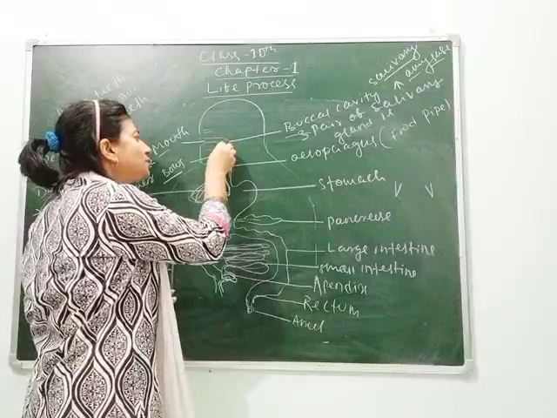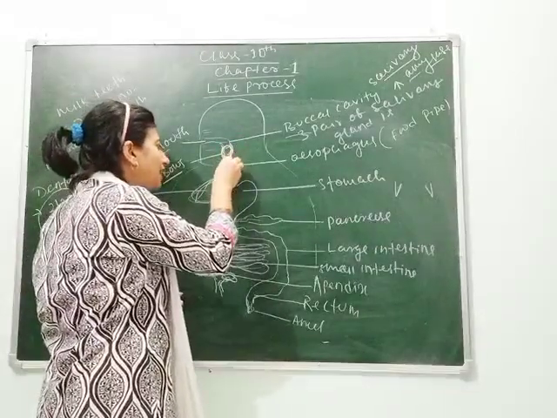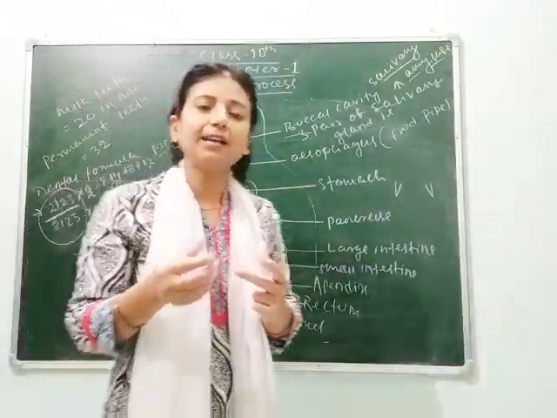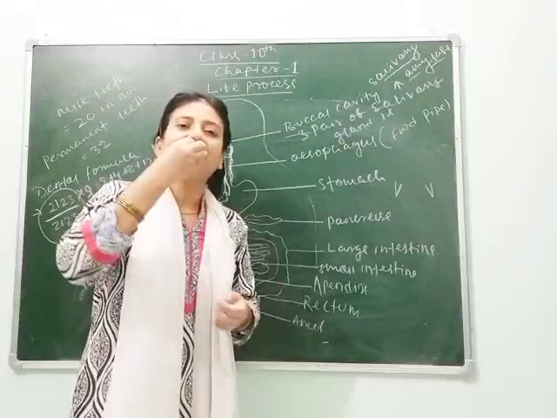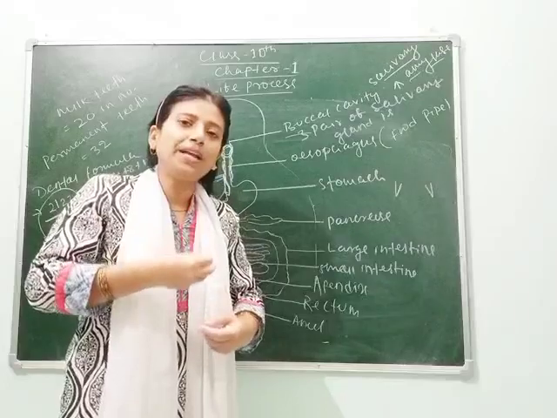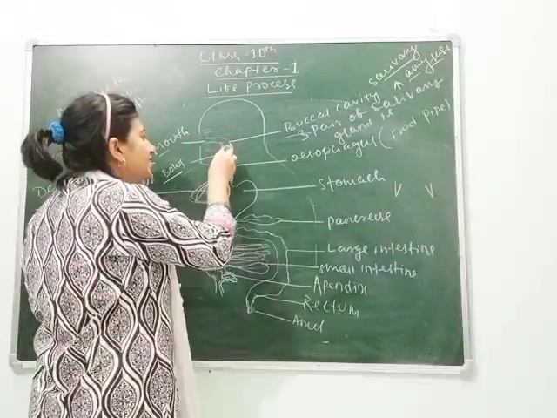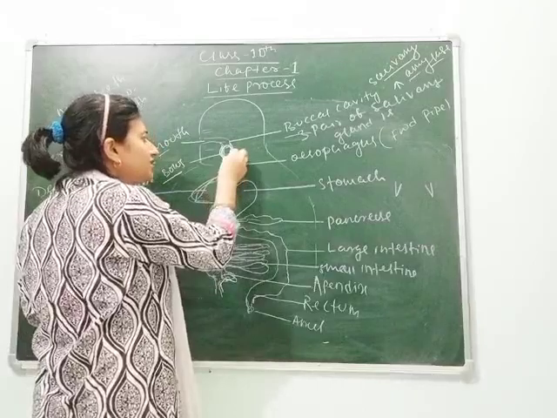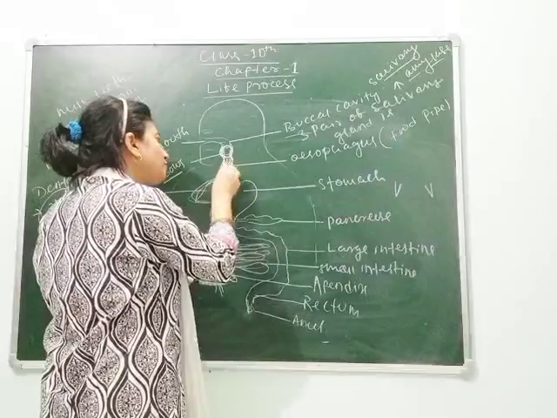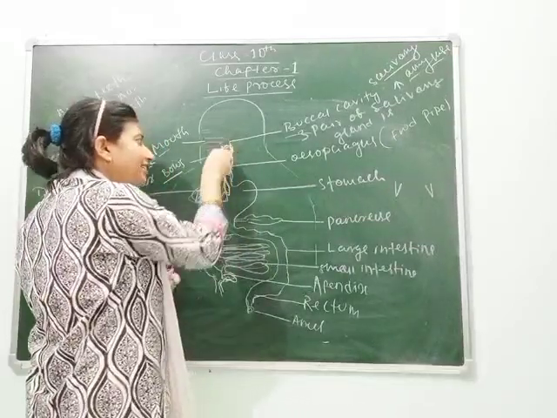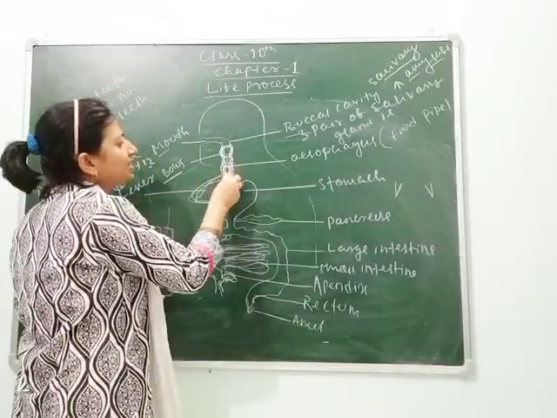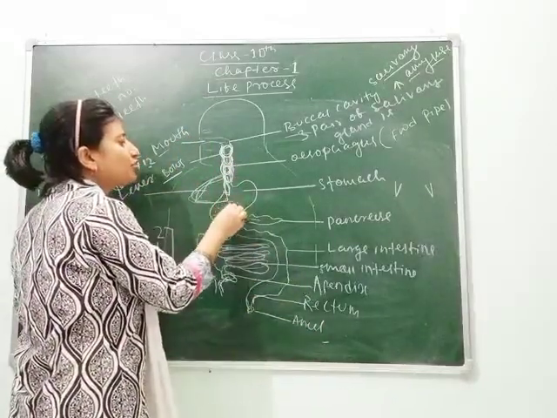Then the bolus moves through the esophagus, which is a muscular structure. Peristaltic movement occurs, which means the food we take does not directly come to the stomach. It gradually comes towards the stomach due to peristaltic movement. Here there is expansion, then contraction, expansion, contraction. When the food is here, this part gets expanded, and when the food comes downwards, that part gets contracted and the lower part gets expanded. In this way, the food comes towards the stomach.